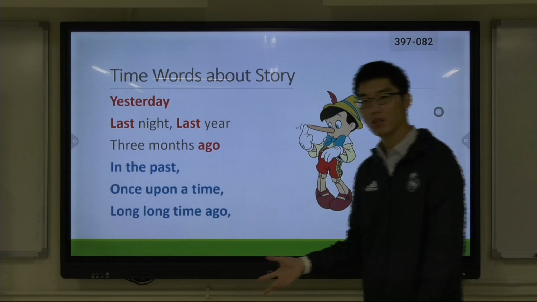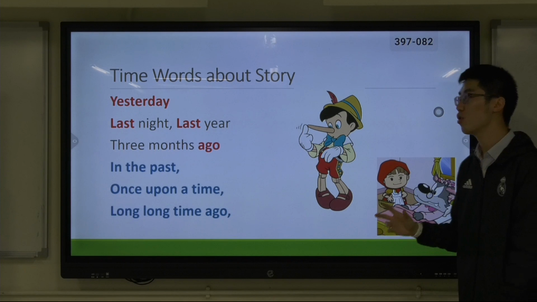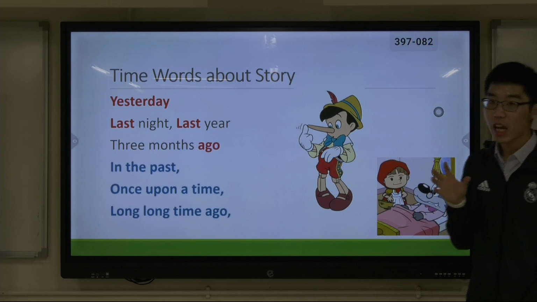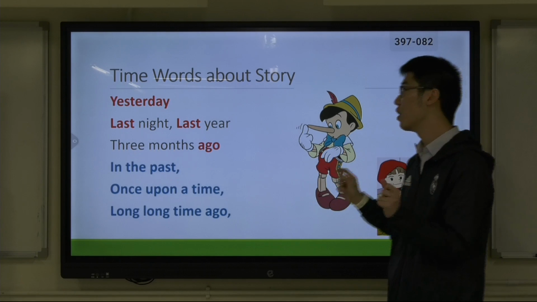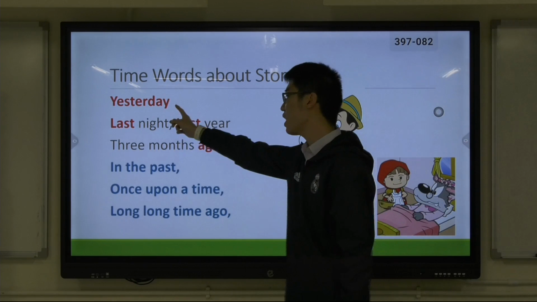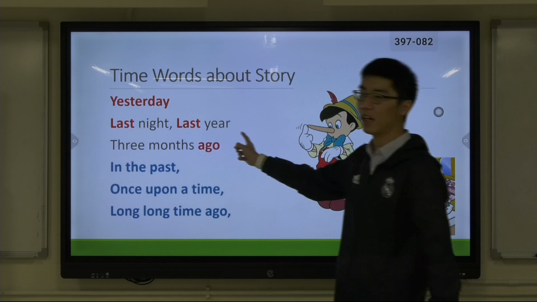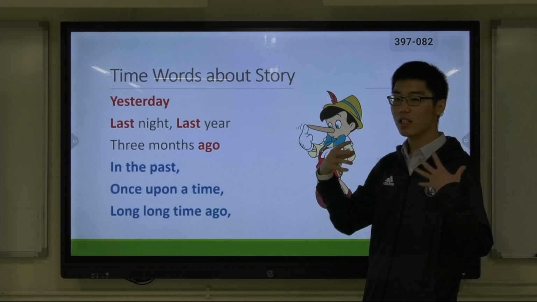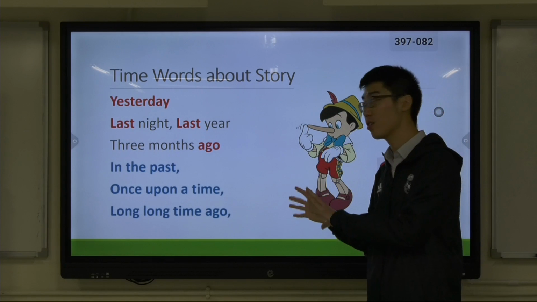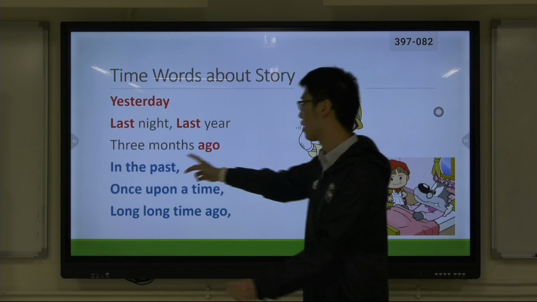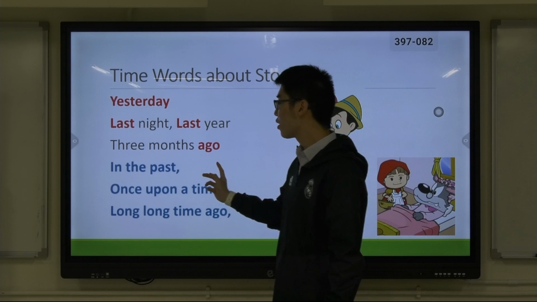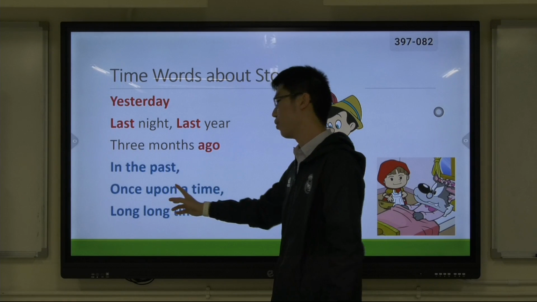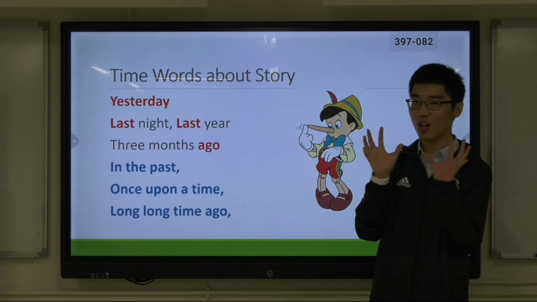After talking about the form of the past tense, we need to know how to indicate when we write this sentence in the past. You may simply write yesterday, last night, last year, something like that, to indicate the event was happening in the past, or three months ago, etc. I give you some more examples for you to use in your story writing.